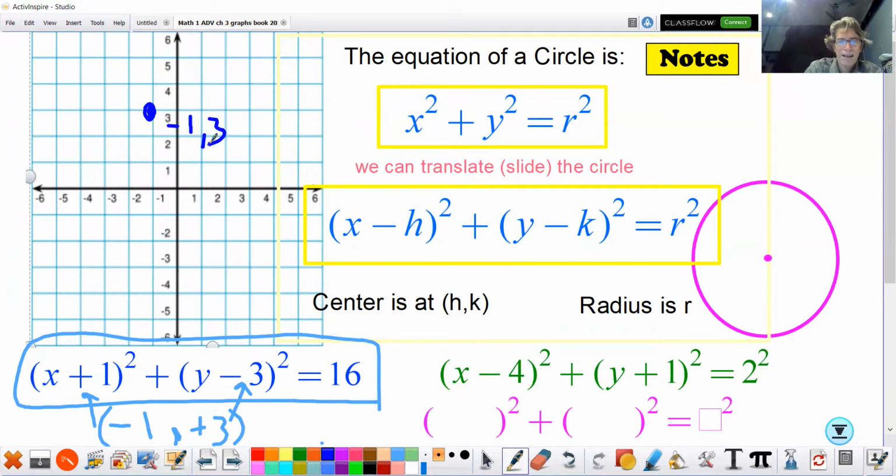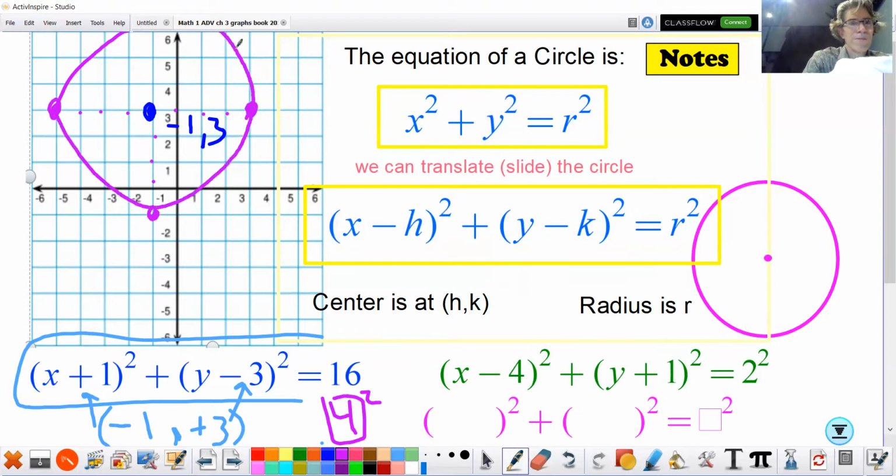That's the center. And the radius. What squared is 16? You should all be saying 4. I'm just trying to write on the screen the best I can. That's 4 squared. So the radius is 4. So go 1, 2, 3, 4. 1, 2, 3, 4. 1, 2, 3, 4. 1, 2, 3. And I'm off the top of my paper, aren't I? I can't get to that top dot.